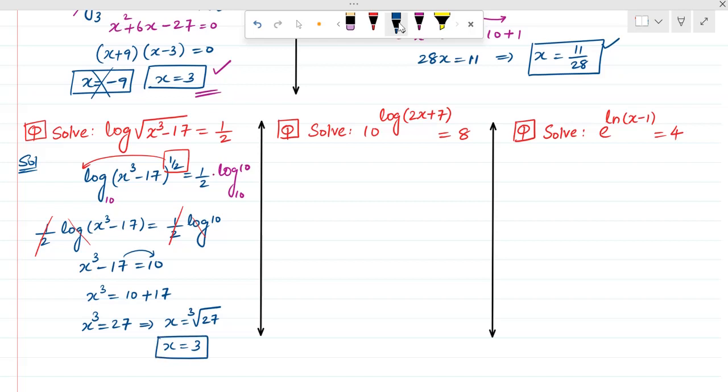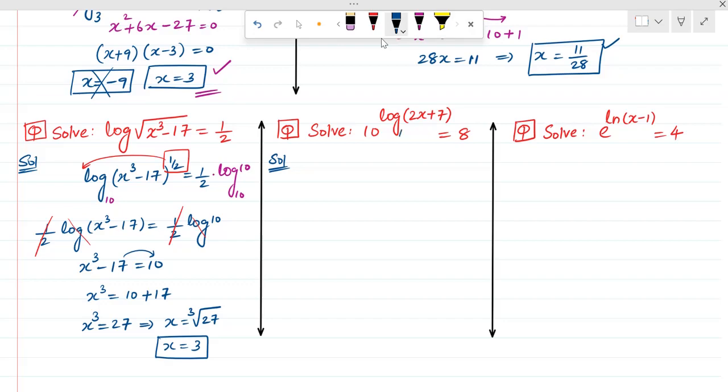So it is valid because if you substitute 3 here, 27 minus 17 is 10. Root 10 is positive, so it is in the domain. It must be greater than 0. The next problem: solve 10 to the power log(2x plus 7) equals 8.